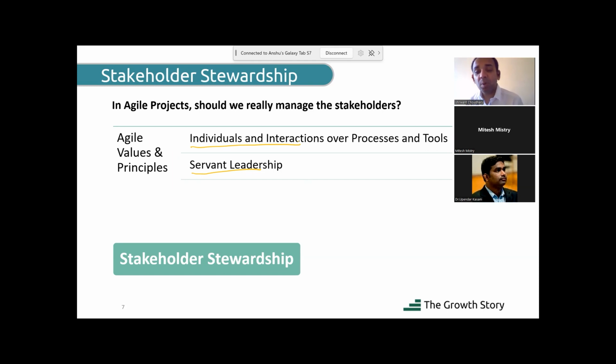This is the rule book, right? This is what is the practical thing. Now, Upen, can you share your experience? How do you do this in practical cases, in real cases? The stakeholder engagement? How do you keep your sponsors updated about the project progress?